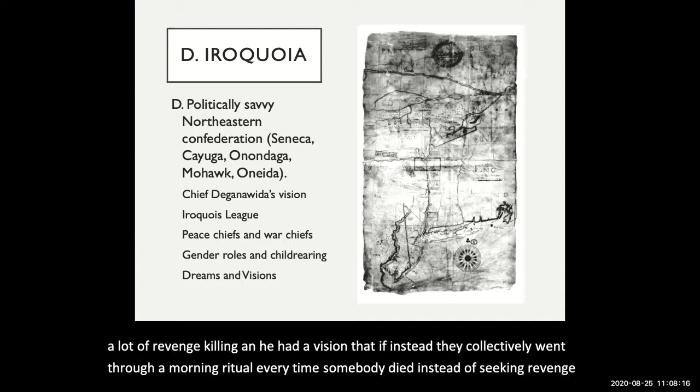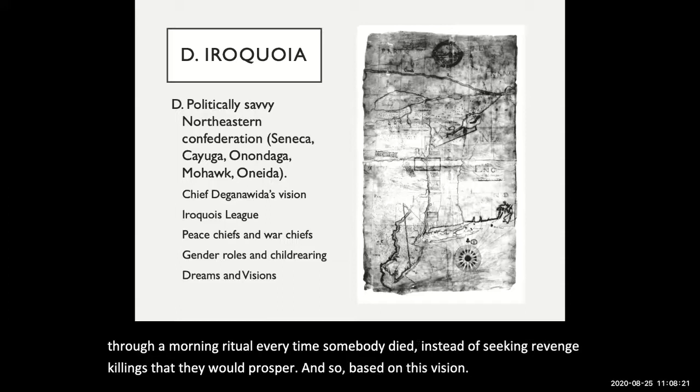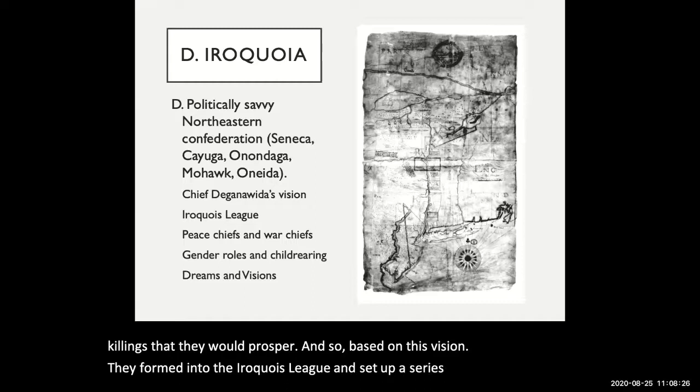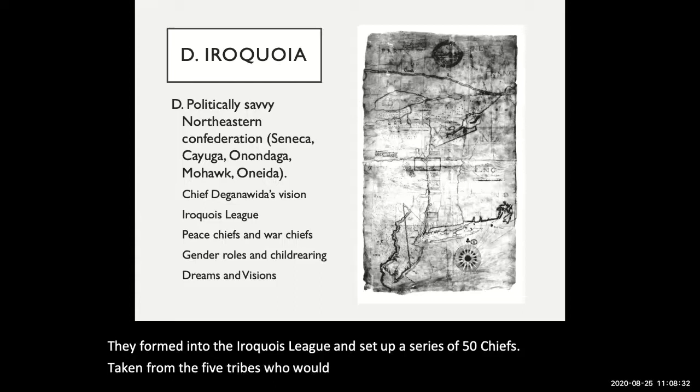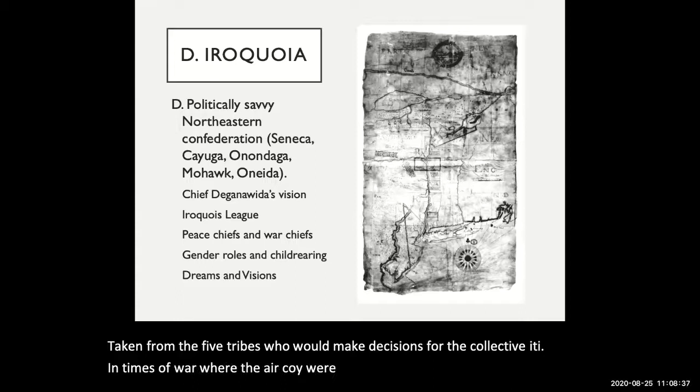And so based on this vision, they formed into the Iroquois League and set up a series of 50 chiefs taken from the five tribes who would make decisions for the collectivity. In times of war where the Iroquois were fighting against an outside group, these 50 peace chiefs would be replaced with war chiefs.